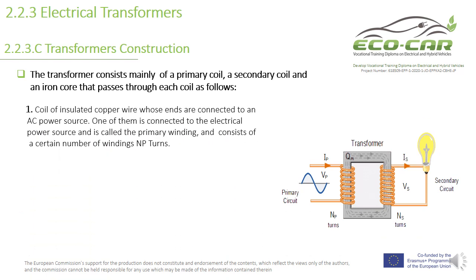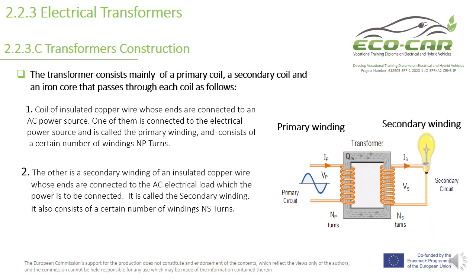A coil of insulated copper wire whose ends are connected to an AC power source. This is the power source. One of them is connected to the electrical power source. This is the primary source and is called the primary winding. This is the primary winding and consists of a certain number of winding turns, NP. So this is how many turns for the primary, called NP.